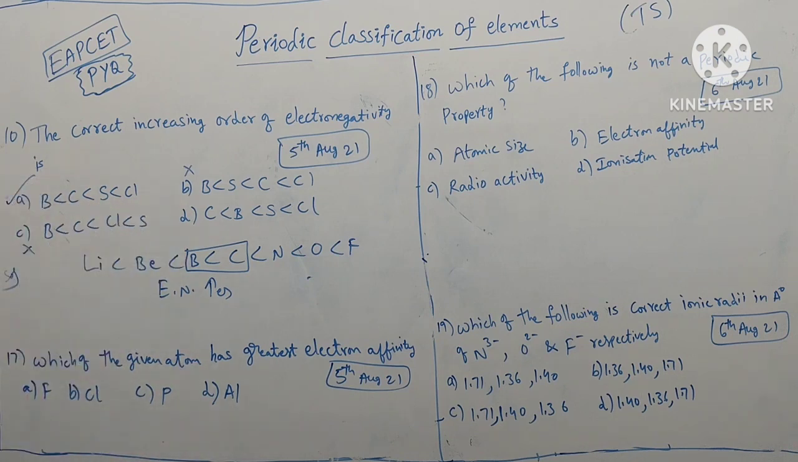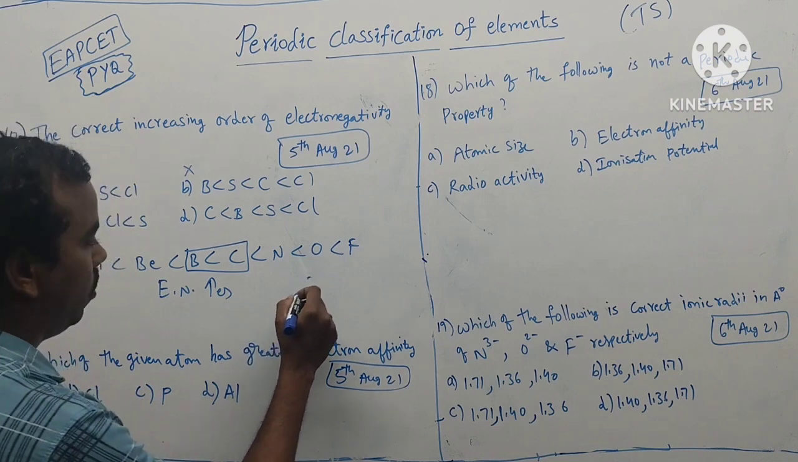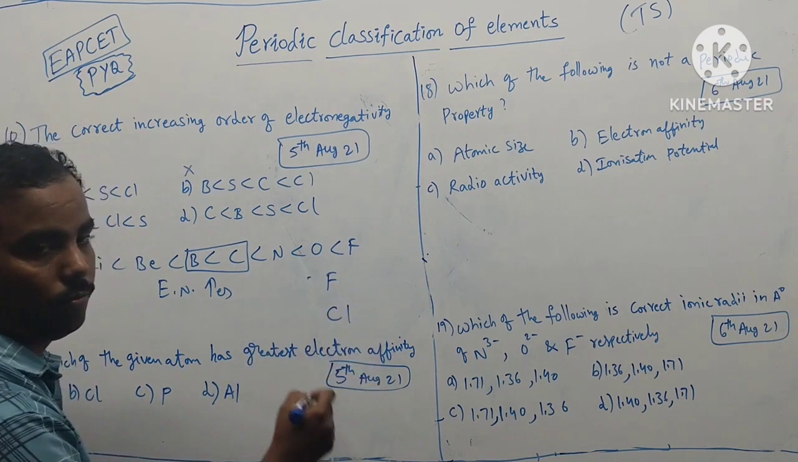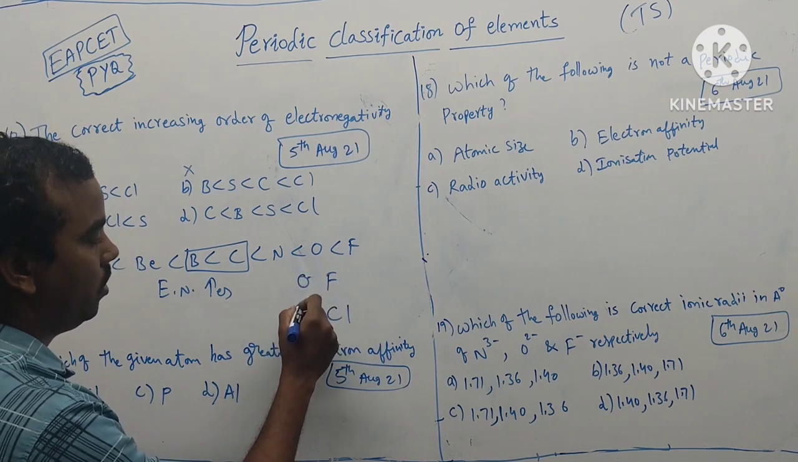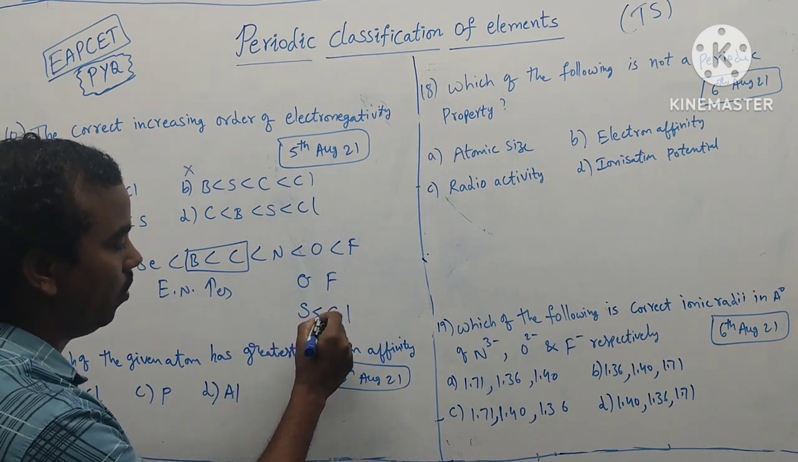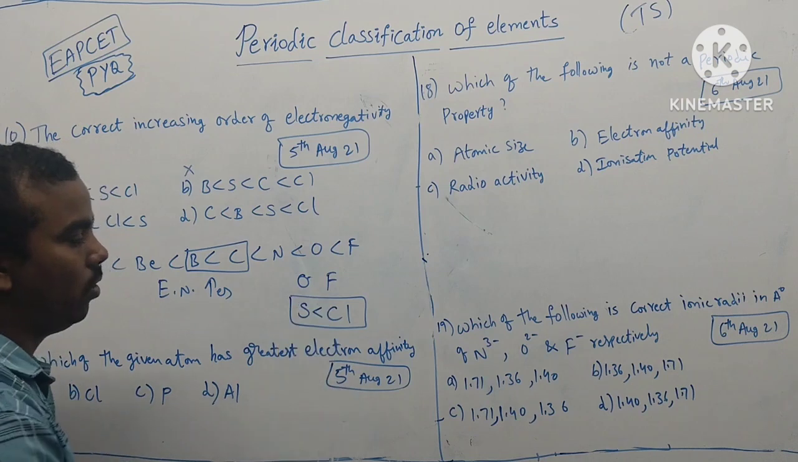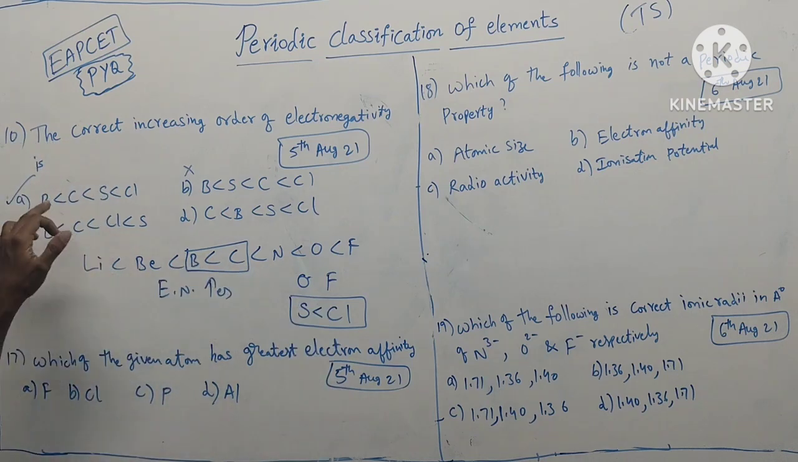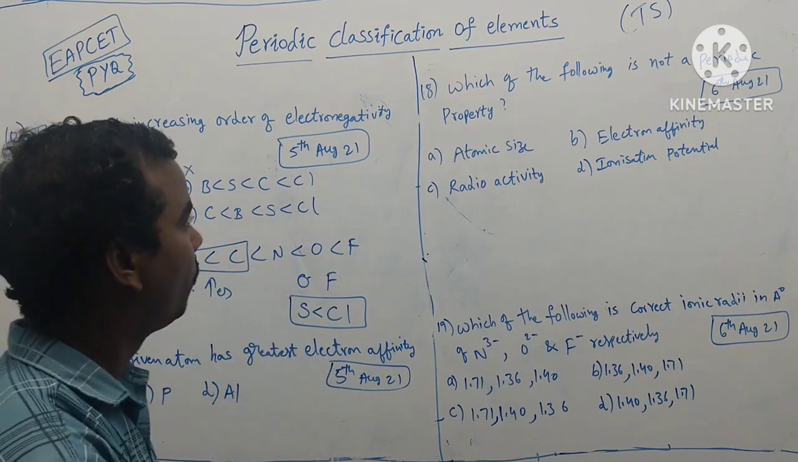Next, S is less than Cl. Fluorine, chlorine. Next oxygen, sulfur. When compared to sulfur, chlorine is more electronegative. So sulfur is less than chlorine, boron is less than carbon. So answer A. Very easy.